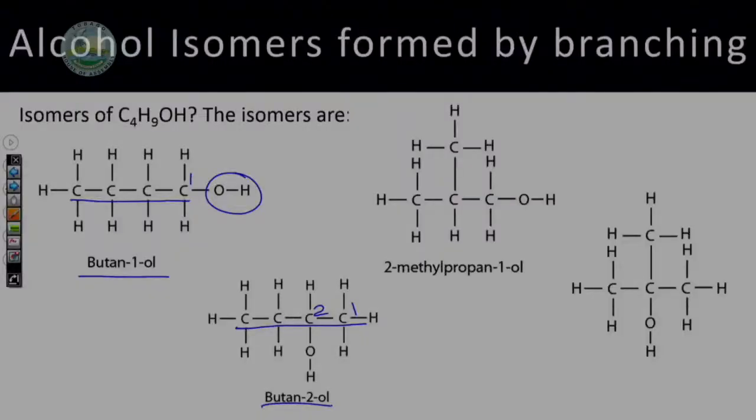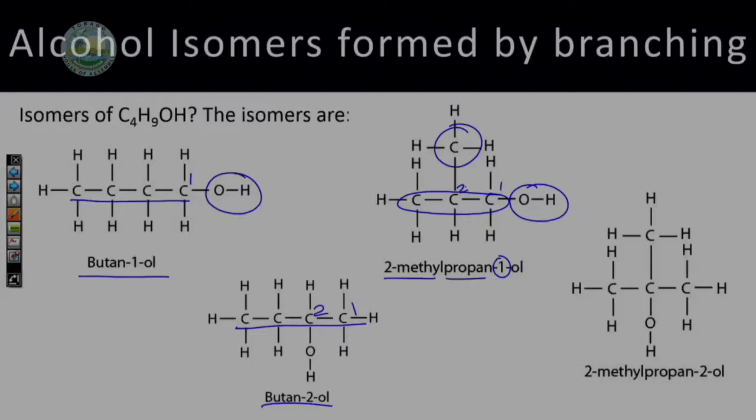The next one, we call it 2-methyl-propanol. Why? Because, one, we need to find the longest chain first. The longest chain is 3 carbons, so that's where we have propanol. The alcohol group, or the OH group, is found on the first carbon. That is where we have the 1 here, and the methyl group is found on the second carbon. So that's why we have 2-methyl-propan-1-ol.